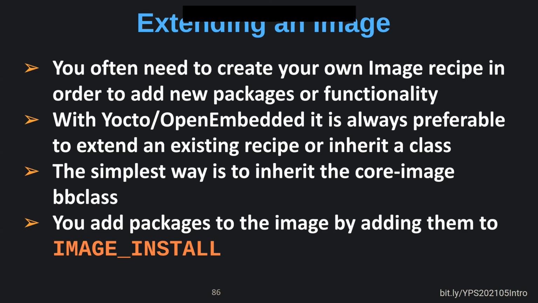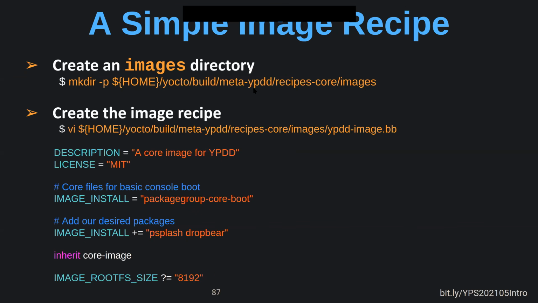The simplest way to create this is to inherit the core-image bbclass. By doing that, you actually use the method by which it creates actual core images that we provide as part of the meta. To add packages to an image, you add them using the IMAGE_INSTALL variable. You'd set the IMAGE_INSTALL variable. You always use plus equals. You'll notice here, this is the IMAGE_INSTALL. This is the basic install. In this particular case, it's packagegroup-core-boot. That's core-image-minimal, essentially. I think it's even smaller than that. I think this might even be core-image-tiny.